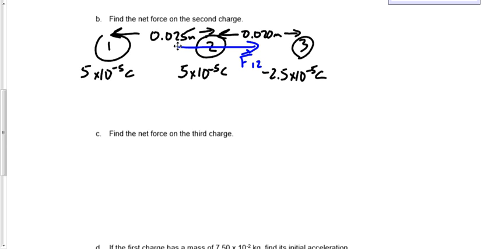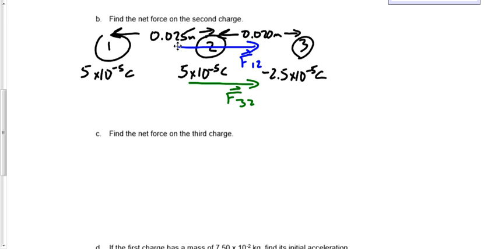Now, 3 and 2 also have a force between them. 3 is negative, 2 is positive. Do they attract or repel? Positive and negative are going to attract or repel? Attract. They're going to attract. Now, attract means pull. So 3 is going to pull number 2, which way? Towards it, right? So 2 is going to be pulled towards number 3. It's going to go this way. I'm going to call that F32.